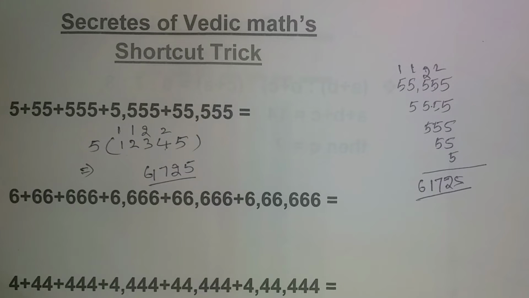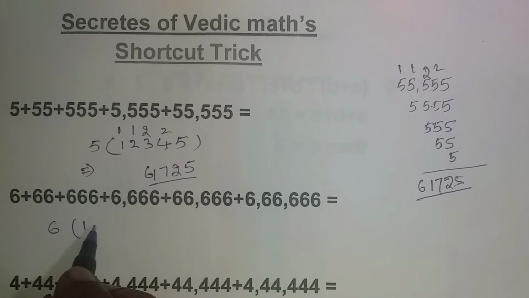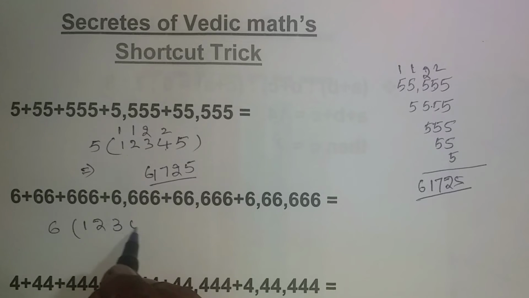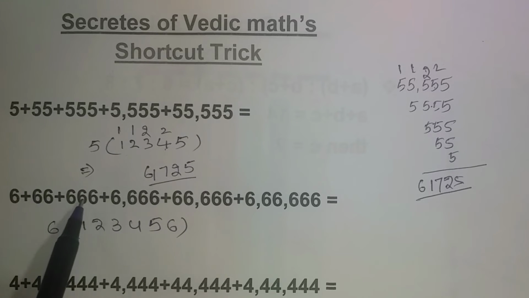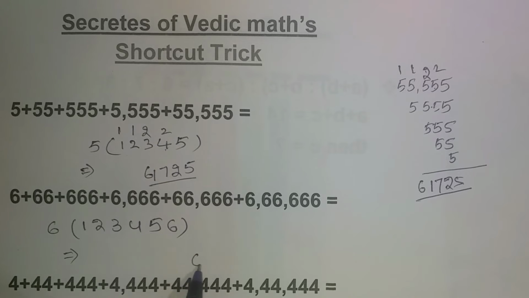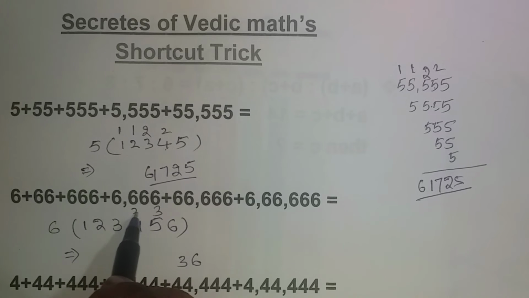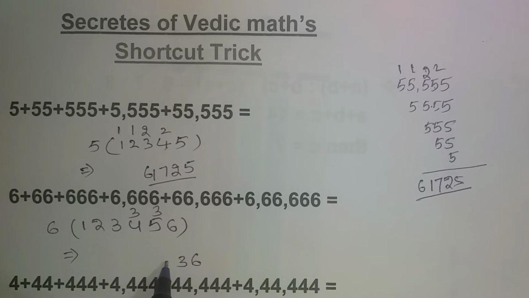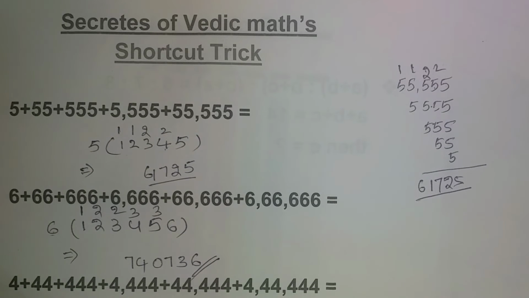In the same way, how? See, 6 into 1, 2, 3, 4, 5, 6, totally 6 ones. Now multiply. So 6 6s are 36, 3 carry forward. 6 5s are 30, 33, 3 carry forward. 6 4s are 24, 27, 18, 20, 12, 14, 6, 1, 6, 7 is the answer.